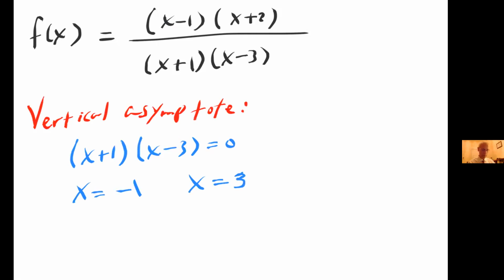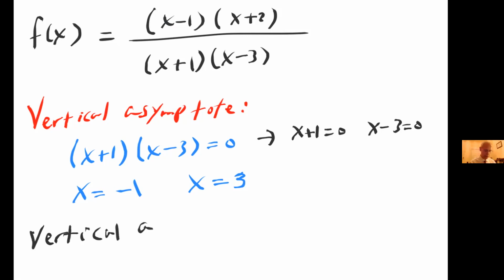So the next step from here, I use the zero product property. I said x plus 1 equals 0 and x minus 3 equals 0. Solving the two, I get x equals negative 1 and x equals positive 3. So I have vertical asymptotes at x equals negative 1 and x equals 3.